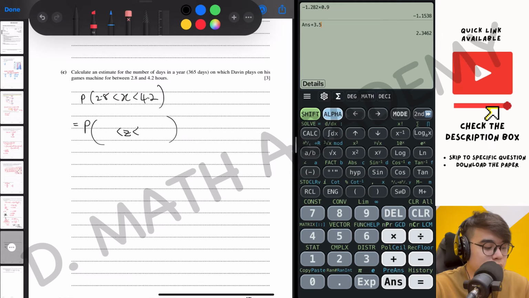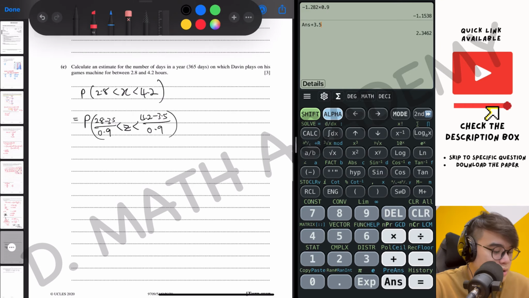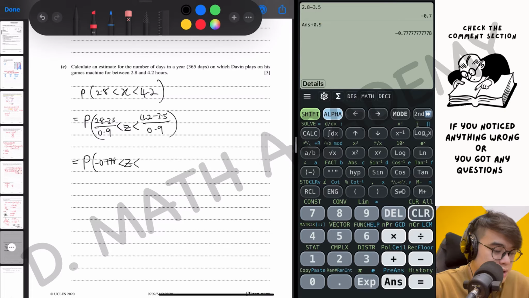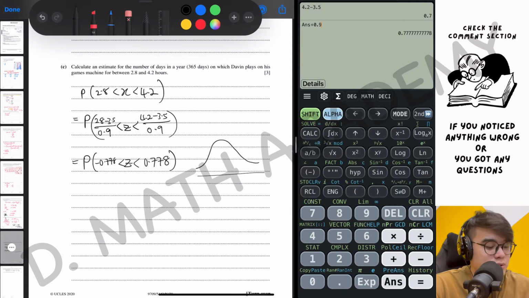Just calculate the z manually on your own. 4.2 minus 3.5 divided by 0.9. Repeat the same: 2.8 minus 3.5 divided by 0.9. Okay, so from this, let's run the calculation. You will actually get z is between negative 0.778 to your 4.2 minus 3.5 divided by 0.9, you get 0.778. Notice why I say it was repeating after you look at the value.